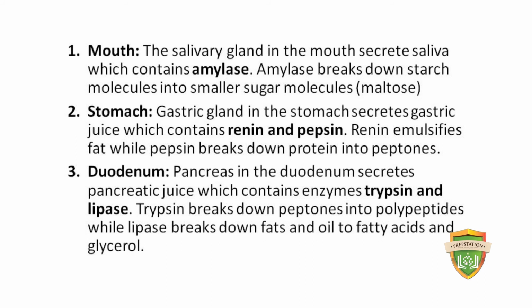Now go down to the stomach. Take note of these glands, please. The mouth has the salivary gland, the stomach has the gastric gland. The salivary gland will secrete what? Saliva. The gastric gland in the stomach will secrete what they call gastric juice, which contains renin and pepsin. The salivary gland, that's the saliva, contains amylase. The gastric juice contains renin and pepsin. The renin will emulsify fat, while pepsin breaks down protein to peptones.